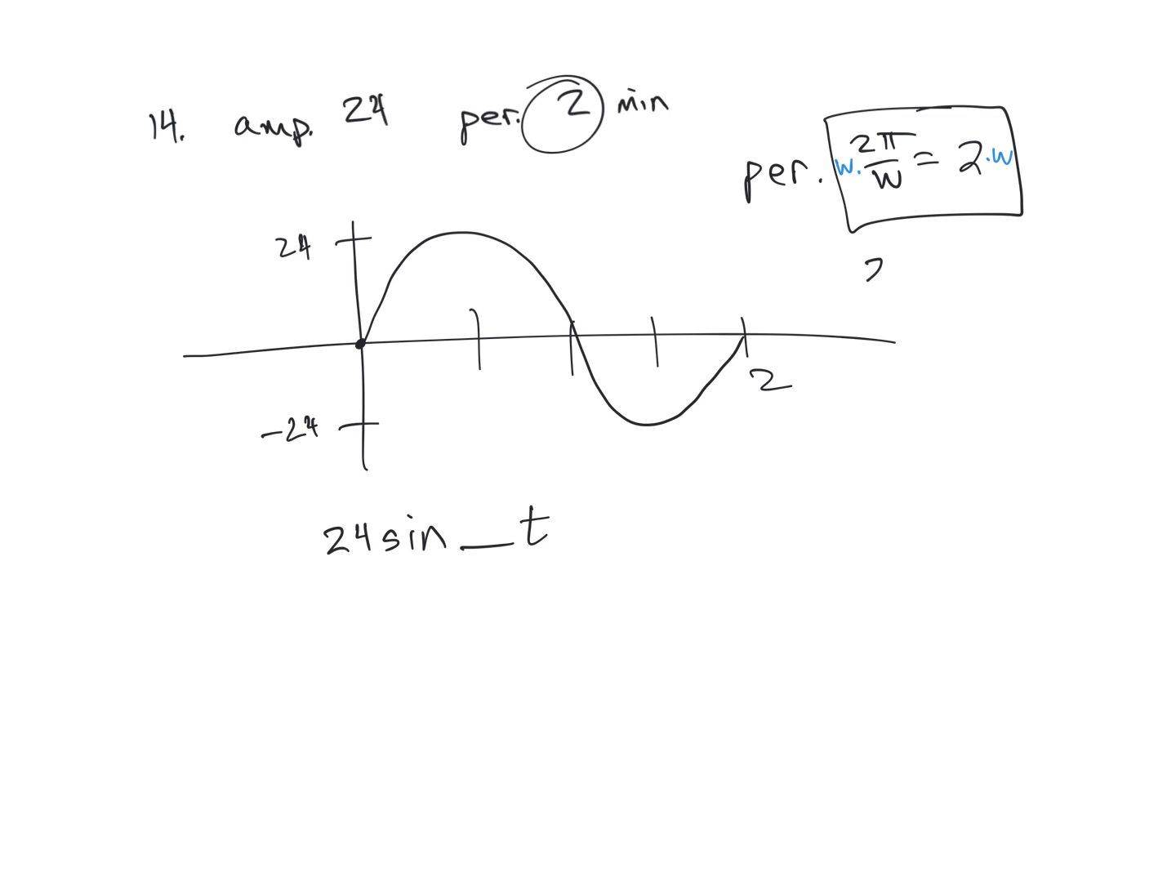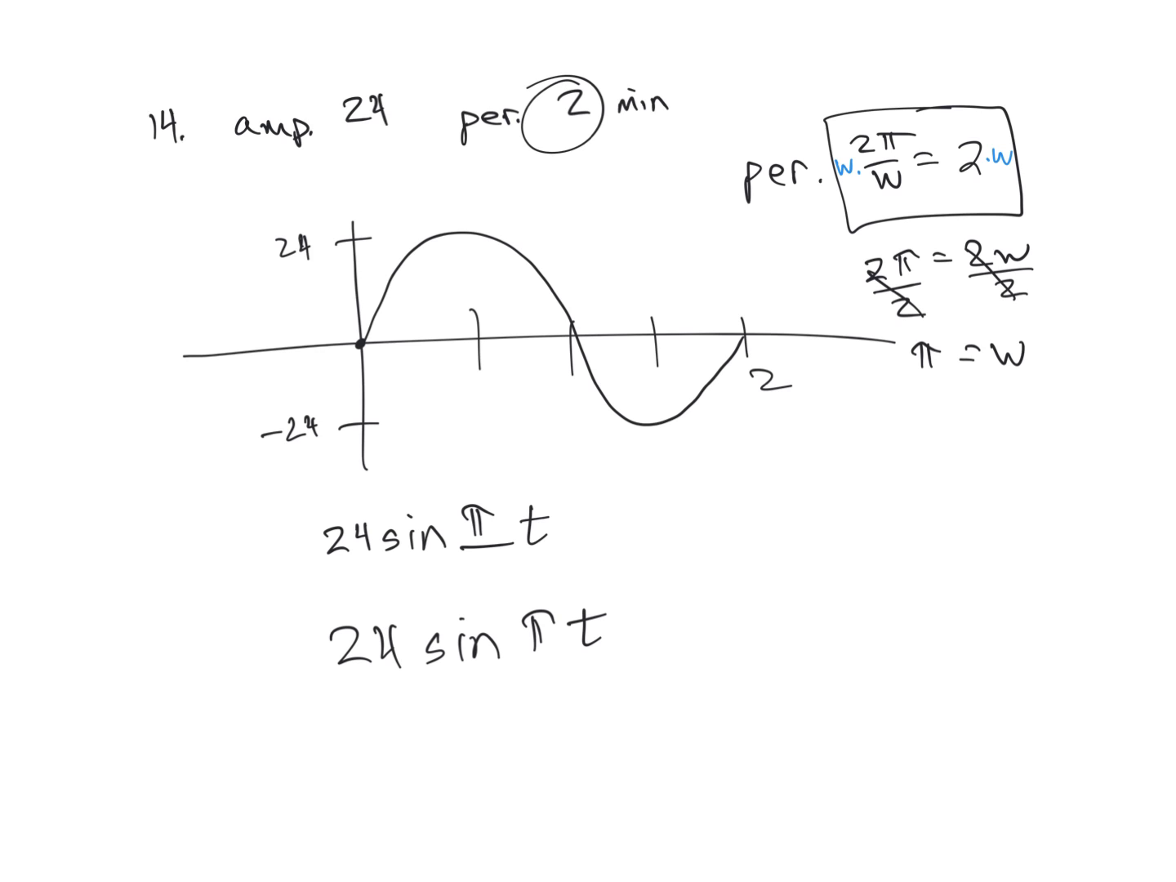And we get 2 pi equals 2W. Now we need to get W by itself. We divide off the 2. So W must have been pi. So our answer would be 24 sine of pi t.